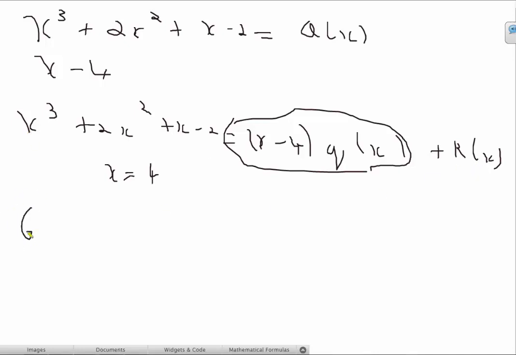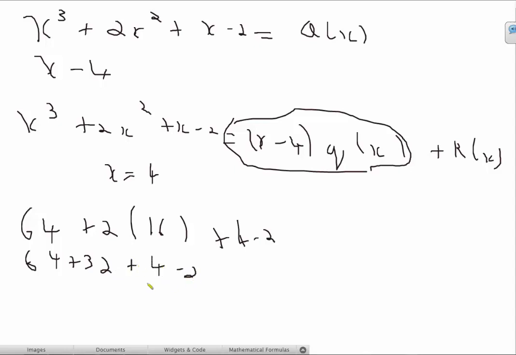4 cubed will be 64 plus 2 into 16 plus 4 minus 2, and this gives us 64 plus 32 plus 4 minus 2. 64 plus 32 is 96. 96 plus 4 minus 2, and we're left with 98. And this was basically the remainder theorem. So let's take a look at the factor theorem now.